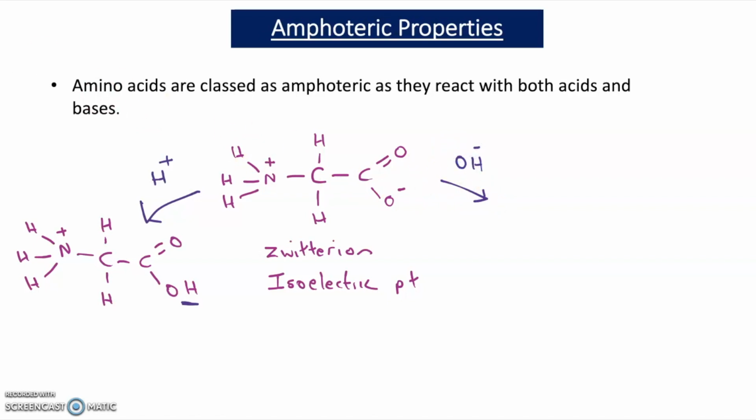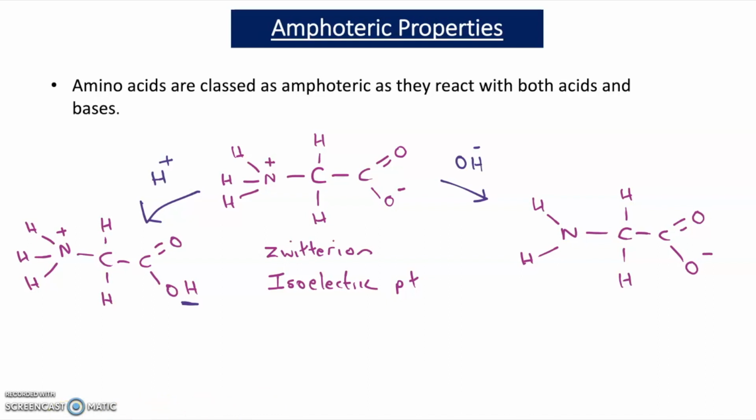Now, if we go to a higher pH than this isoelectric point, the pH at which the zwitterion exists, we do this by adding OH minus ions. So if we add OH minus ions to my zwitterion, the NH3 plus group would react with this OH minus. A hydrogen would be ripped off that group, and we would be left with an NH2 group and a C double bond O, O minus ion. So my ion would just have a minus charge.